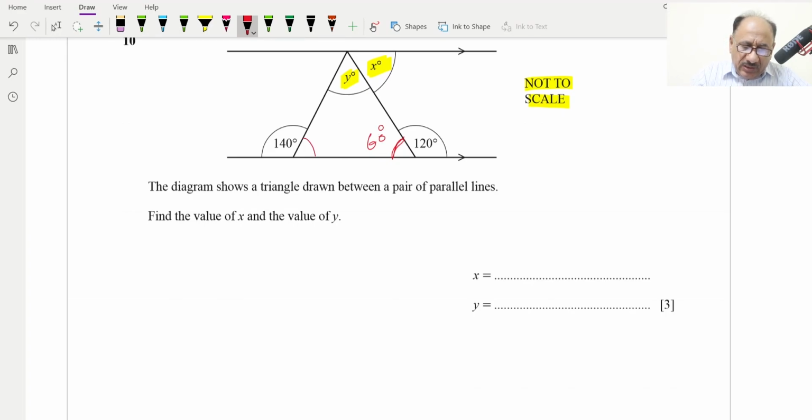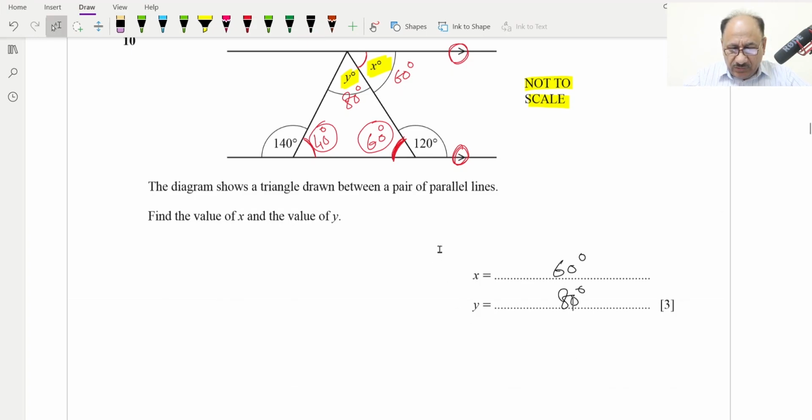So we can write this angle as 60 degrees. And similarly this side angle, the interior angle of the triangle, will be 40, because angle on a straight line is 180 degrees. Now this is 40, this one is 60, so the remaining angle will be 80 degrees. So this one is 80 degrees. Now these two lines, this one and this one, are parallel to each other, so this angle of 60 degrees will be equal to this one, so x value will also be 60 degrees. So our answer will be x is equal to 60 degrees and y is equal to 80 degrees.